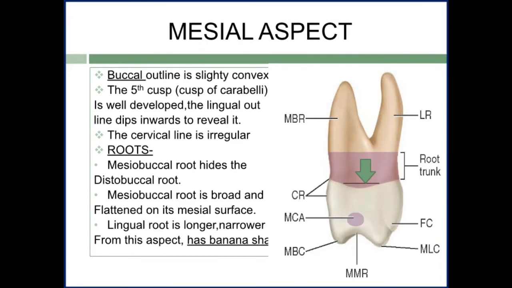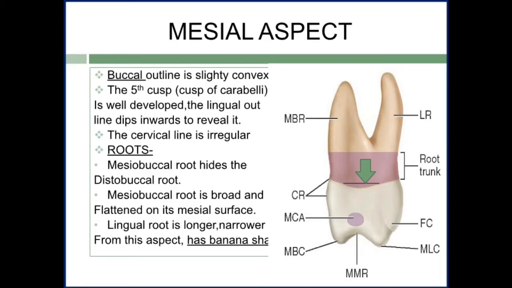Now we'll talk about the mesial aspect. First of all, the crown. The buccal outline is slightly convex. 2 cusps can be seen from this aspect: one is the mesiobuccal cusp, and another is the mesiolingual cusp. There is a mesial marginal ridge which dips towards the cervical line. Just below it, the purple area you can see here is the mesial contact area. The cervical line appears convex in shape.